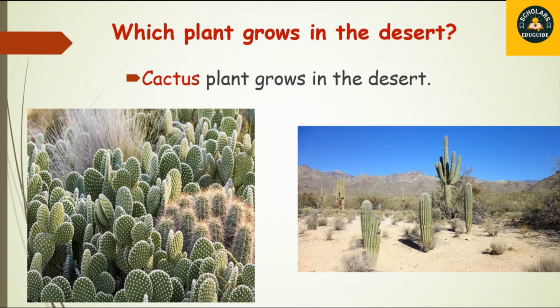Which plant grows in the desert? Desert is a barren land. So which plant grows in the desert? Cactus. So these are the cactus tree or cactus plant. They have spikes on them. So cactus plant grows in the desert.